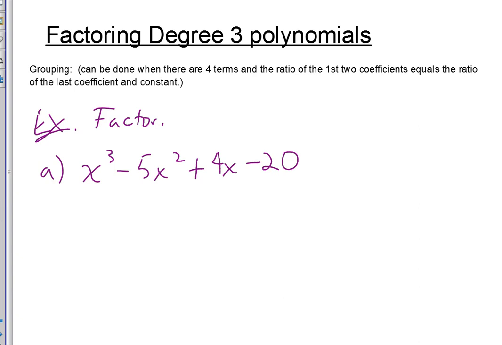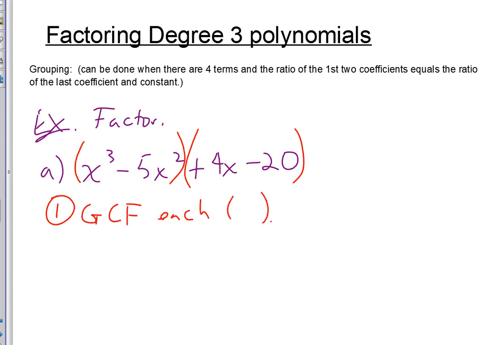Now here's what we do. I'm going to group the first 2 terms together. I'm going to group the last 2 terms together using parentheses. Now I'm going to GCF each parentheses. So what can I take out of this first parentheses right here? I think I can take out an x squared, right? That's the greatest common factor of those 2 terms. I would be left with an x minus 5.